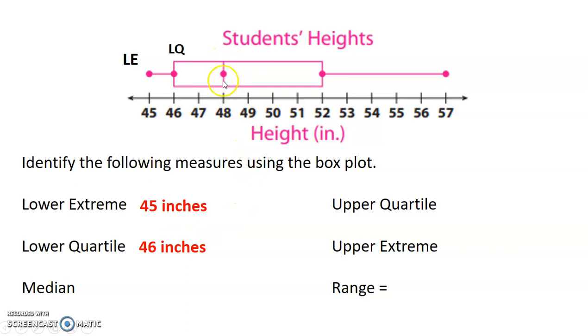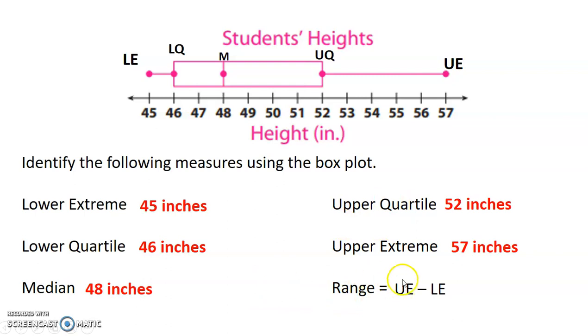The median, remember I said, is the line in the box, so that median is right here, and it lines up with 48 inches. All right, now I'm going to find the upper quartile, which is where the box ends, just the box, and it lines up with 52 inches. Now I'm going to find my upper extreme, that's the last point on the whisker, and that lines up with 57 inches. I can also go ahead and find the range. Remember, range is the smallest number subtracted from the largest number. So that would be my upper extreme, my largest number, minus my lower extreme, the smallest number. So that would be 57 minus 45, which is 12 inches.